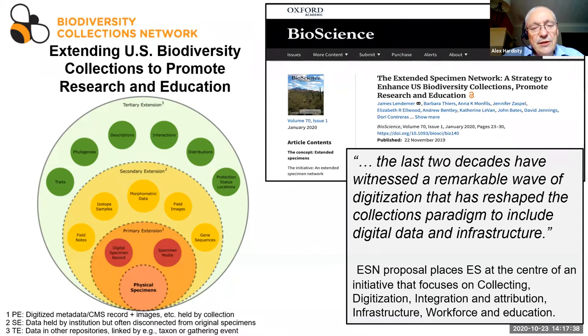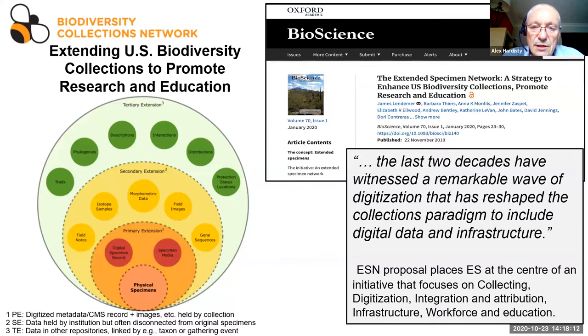This concept of the extended specimen was taken up by the Biodiversity Collections Network in the USA and developed through the report they produced about extending US biodiversity collections to promote research and education. This picture on the left is an extraction from that report, which shows how they foresaw Webster's extended specimen developing.